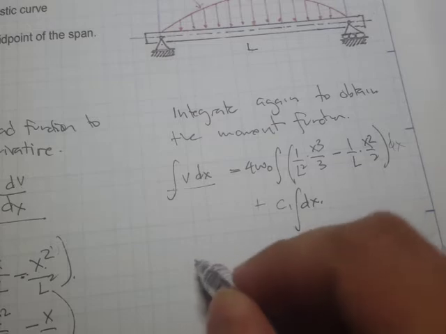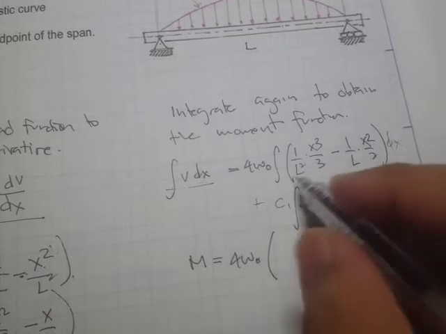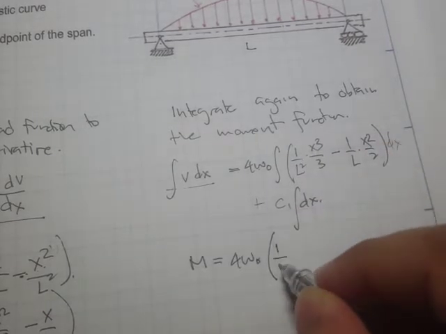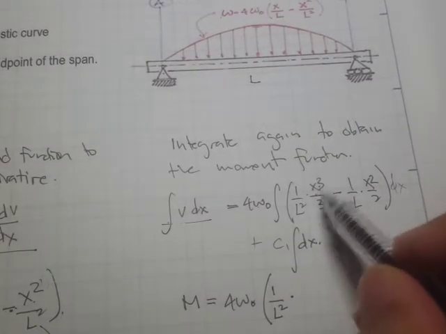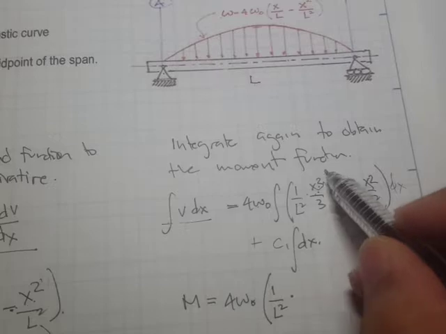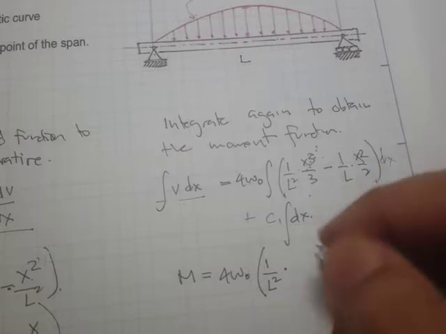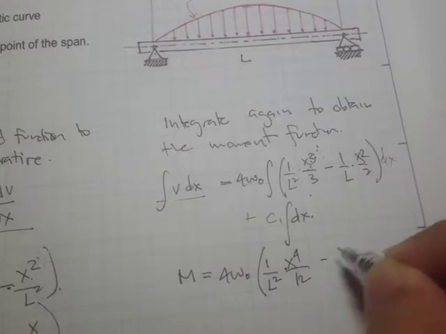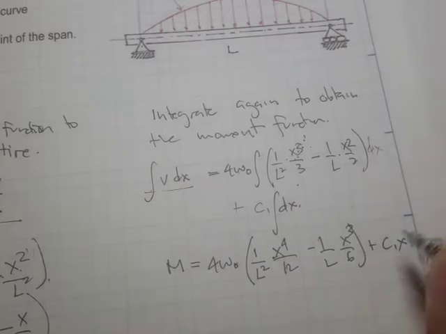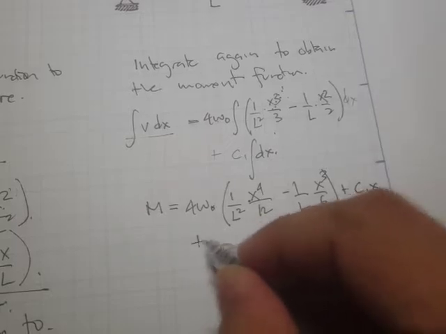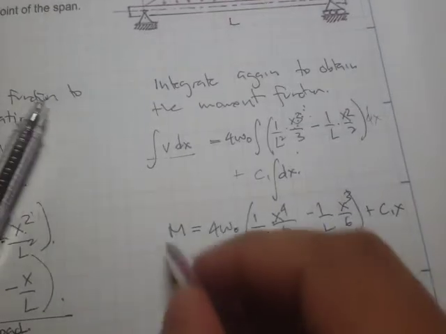So right here, this becomes the moment function, and this one for omega, then the constant would still remain 1 all over L squared, and this is going to be x cubed, so that's going to be x to the 4, and the n times this 3, that's going to be 12. So x to the 4 all over 12 minus 1 all over L times x cubed all over 6, plus c sub 1 x plus another integration constant. Okay, so here's our moment function.